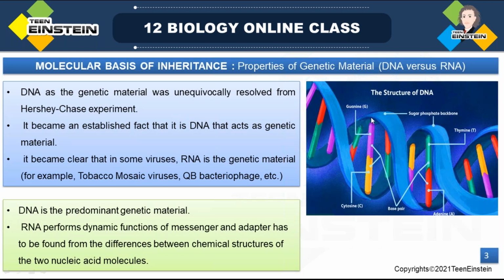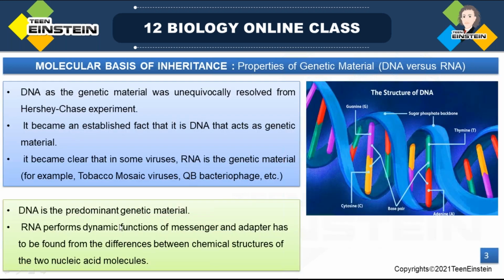Okay. So DNA as the genetic material was unequivocally resolved from the Hershey and Chase experiment. It's very clear from that experiment that DNA works as the genetic material, and it became an established fact that it is DNA that acts as the genetic material. And in some viruses, like tobacco mosaic virus, RNA is acting as the genetic material, in a few cases. For example, tobacco mosaic virus.